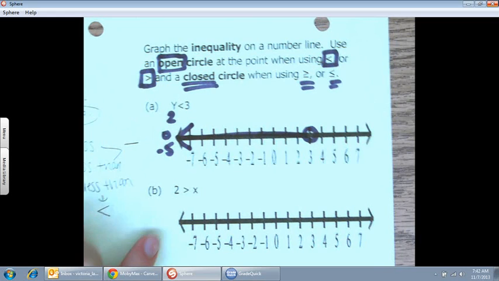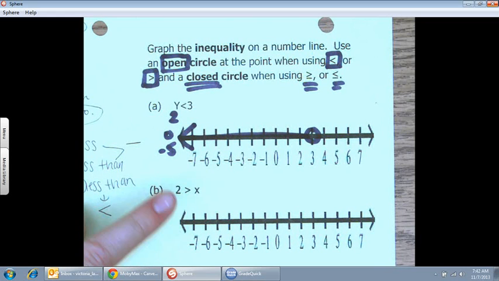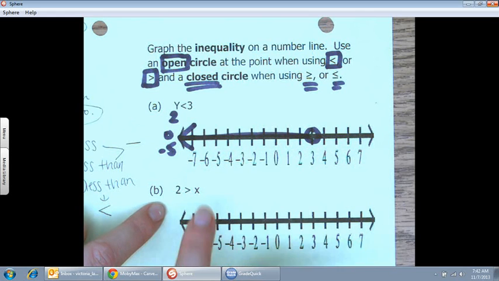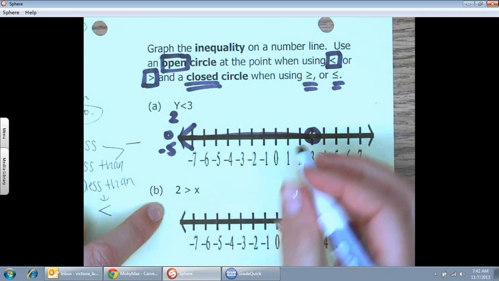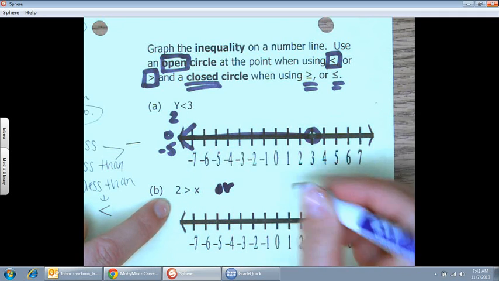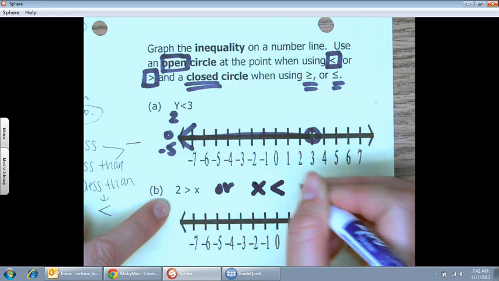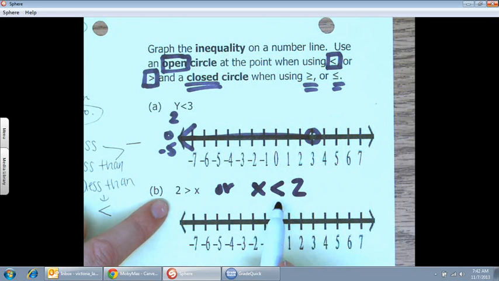So now for number 2, or for B, I'm sorry, we need to think about solutions. Now the variable's on the left side, right? So this says that 2 is greater than x, or the same thing is x is less than 2. Notice I had to switch the sign here, okay? Because in this sentence, my alligator mouth is eating 2. So my alligator mouth still has to eat 2. This is saying 2 is greater than x. That's the same thing as x is less than 2, okay?